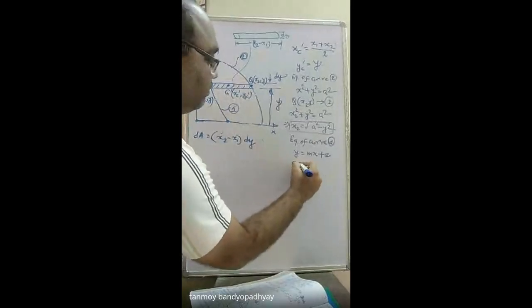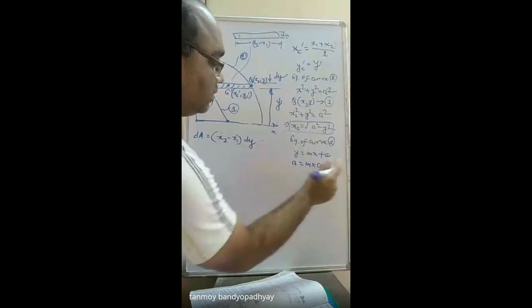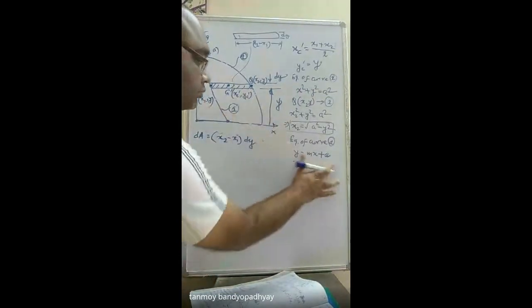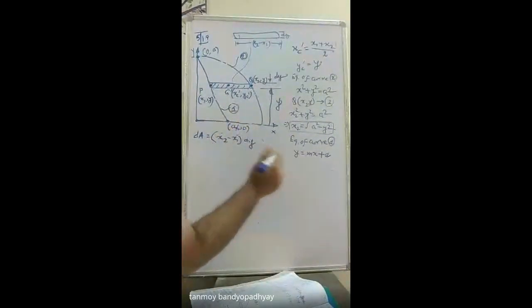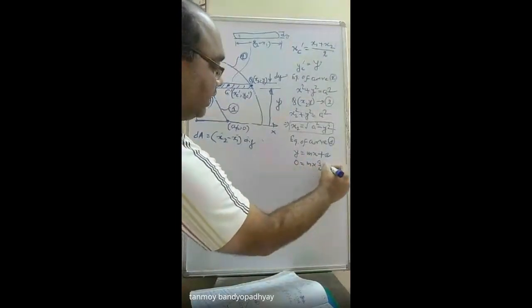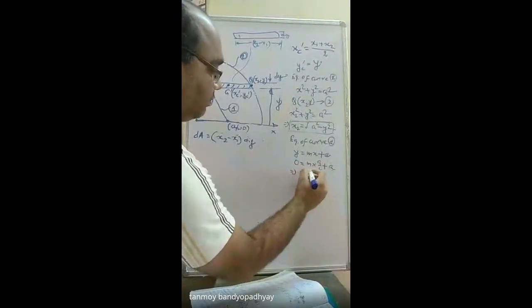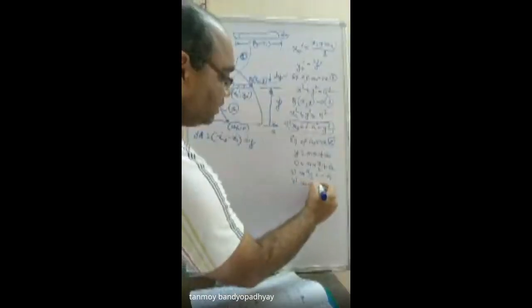So a will be equal to m into 0 plus a. That won't work. It passes through this point, so what will it be? This is a by 2 comma 0, I think. So it should be 0 is equal to m into a by 2 plus a, so m into a by 2 is equal to minus a, so m is equal to minus 2.